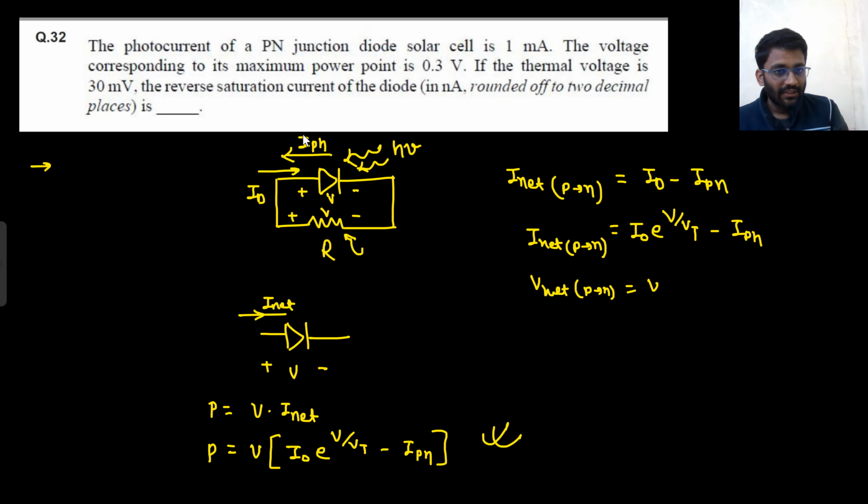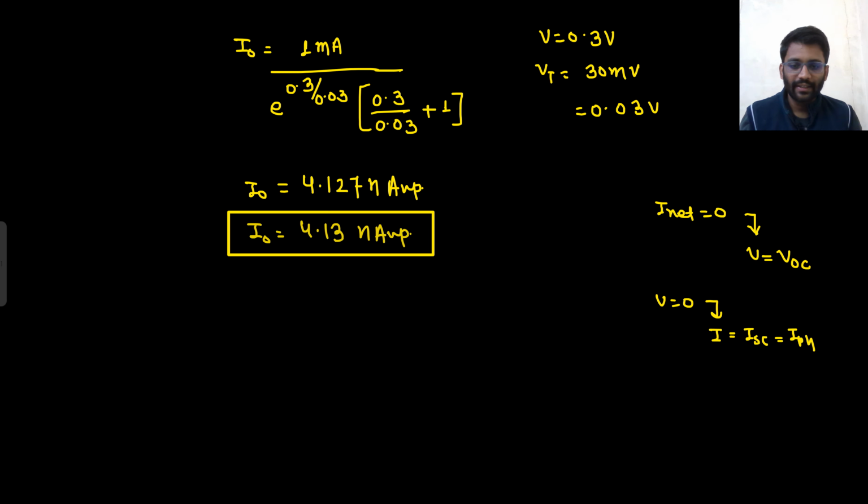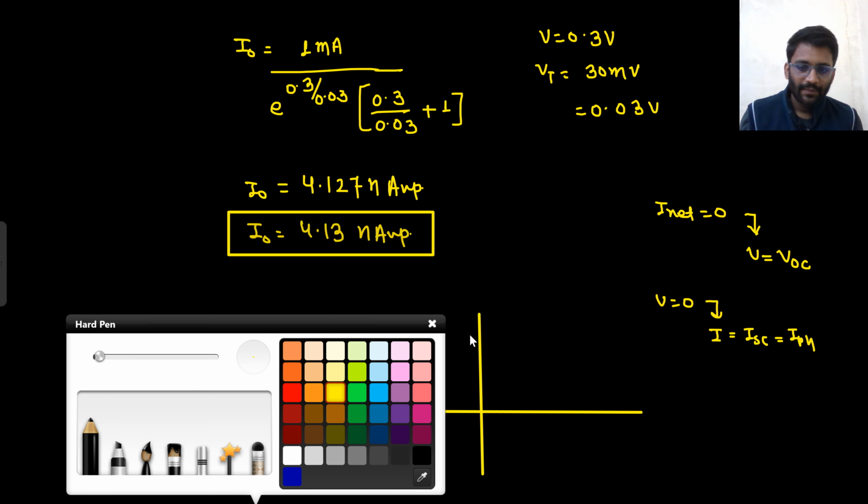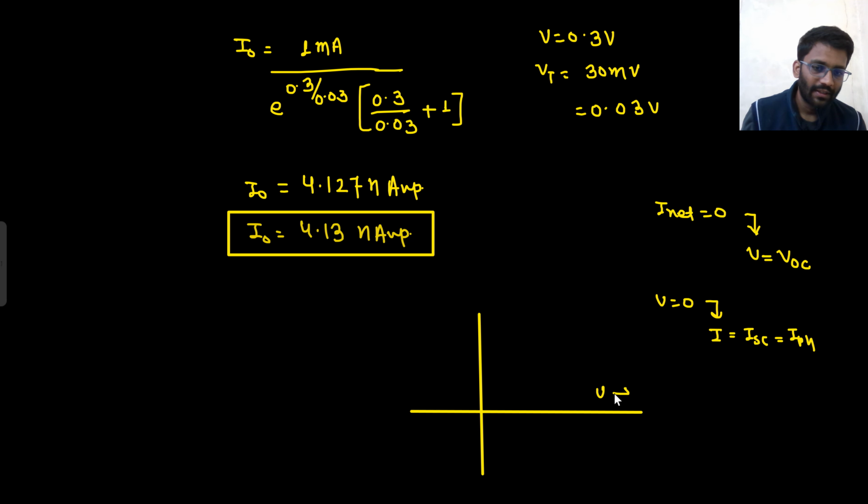So we have IPH, that is ISC, and VOC is the open circuit voltage when R resistance is infinity, that means when net current is 0. So these are some other points, and based on that we make the graph between V and I net. This is our V, this is I net, or I, you can say, and then we make this graph.